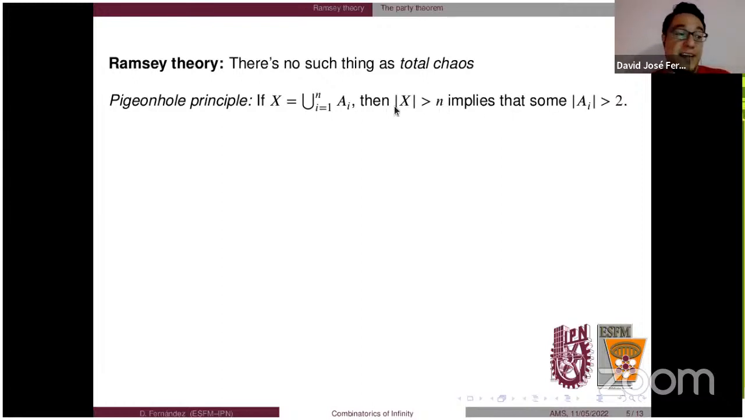There's a specific size, in this case bigger than n, that ensures that there won't be total chaos in this arrangement, because there will be at least 2 elements that have something in common, that are in the same piece of the partition.